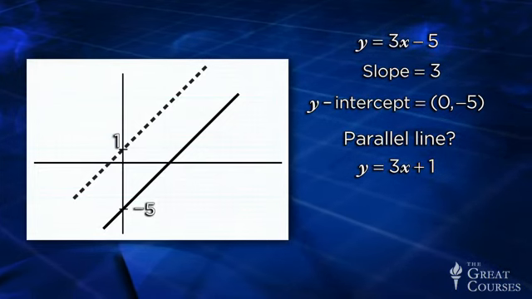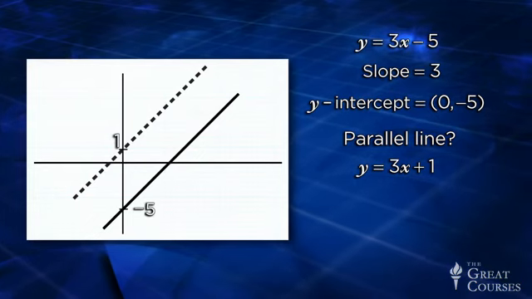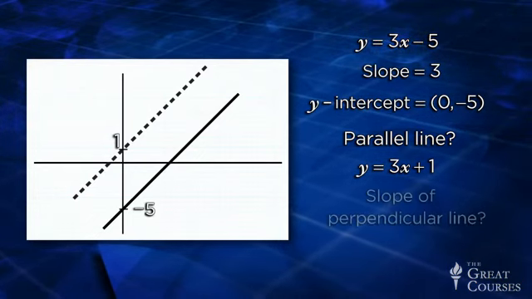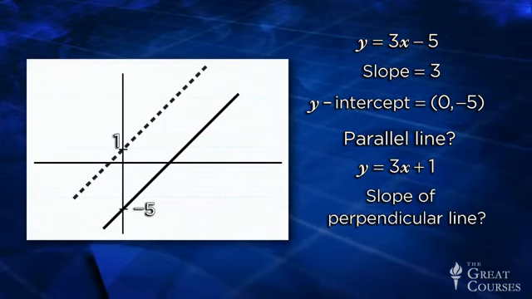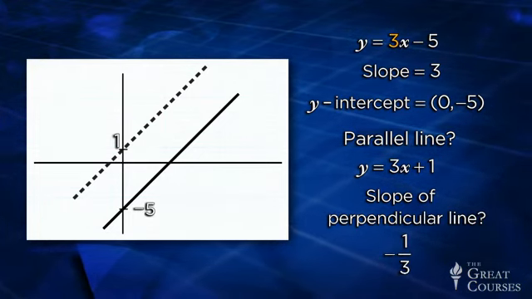What if we wanted a line perpendicular to our given line 3x minus 5? What would its slope be? Right, the negative reciprocal, minus 1/3.